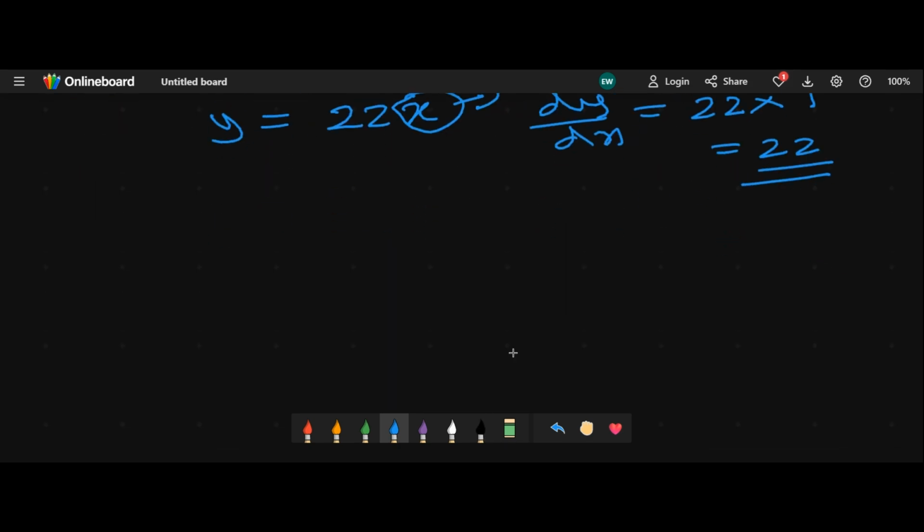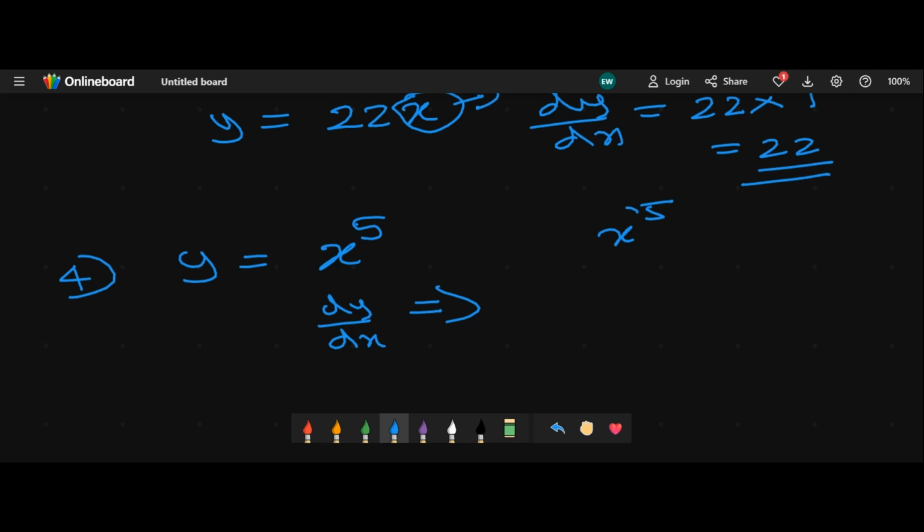The fourth point we are going to see is x to the powers. Let's say y is equal to x to the power 5. If there is a power on the x, dy over dx is equal to, bring that power in front. So x to the power 5, bring this 5 here, so 5, then put the x.